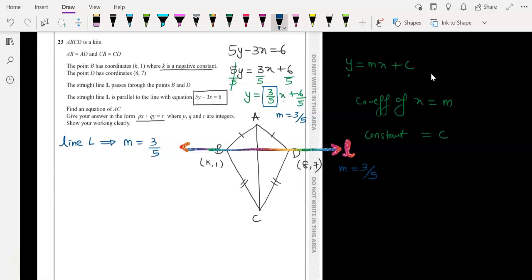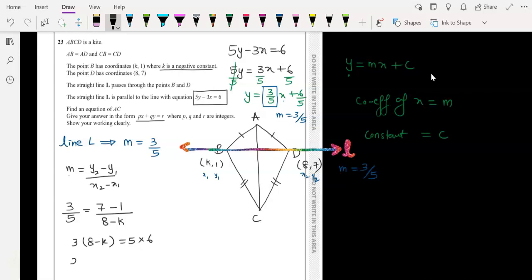Now, I know the slope of the line, and line L passes through point B and D. So using the slope formula, we can work out the value of k. Suppose this is x1, y1. This point is x2, y2. The formula for slope is difference in y upon difference in x. Value of m is 3 over 5. y2 is 7 minus y1 is 1 over x2 is 8 minus x1 is k. So 3 times 8 minus k, we can take the cross product, equal to 5 times 7 minus 1, which will give me 6. So 3 times 8 is 24 minus 3k, 5 times 6 is 30.